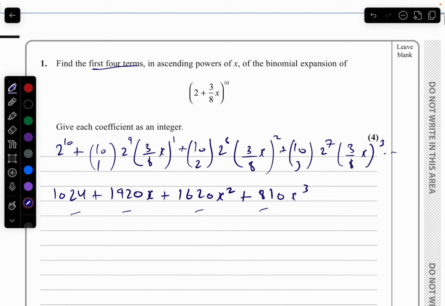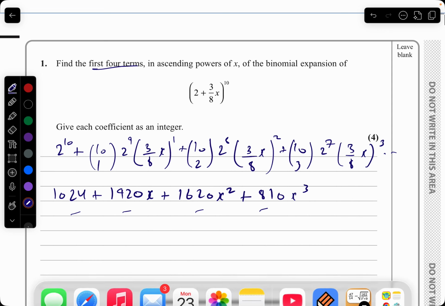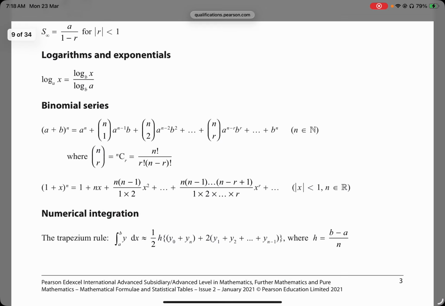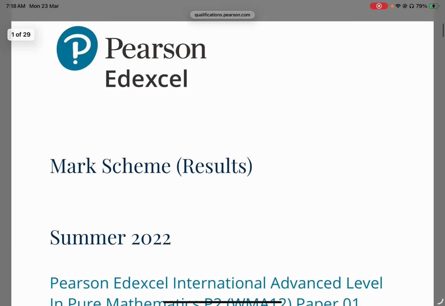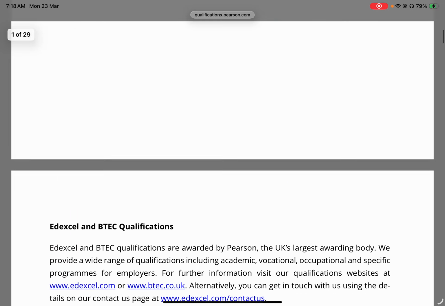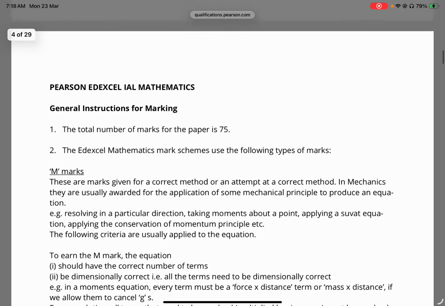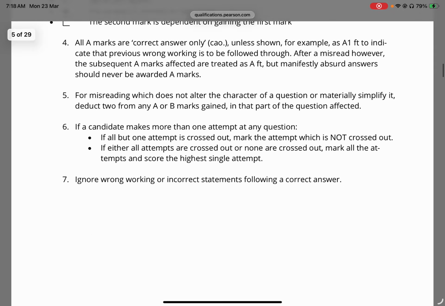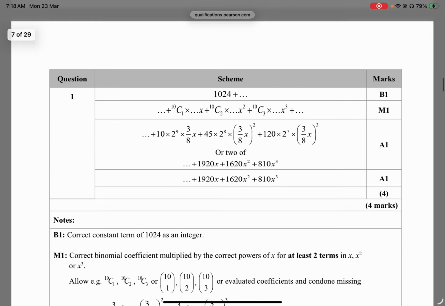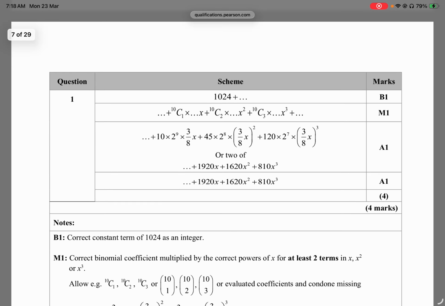And we'll go quickly through the marking scheme so that you know how to read it, and how many marks each step gives you. This is the marking scheme for this particular exam paper. I'll go directly to the question. It says we have 1024, marked B1. B1 means that you don't need to show any working on this. So if you have shown 1024, they will directly give you the first mark.